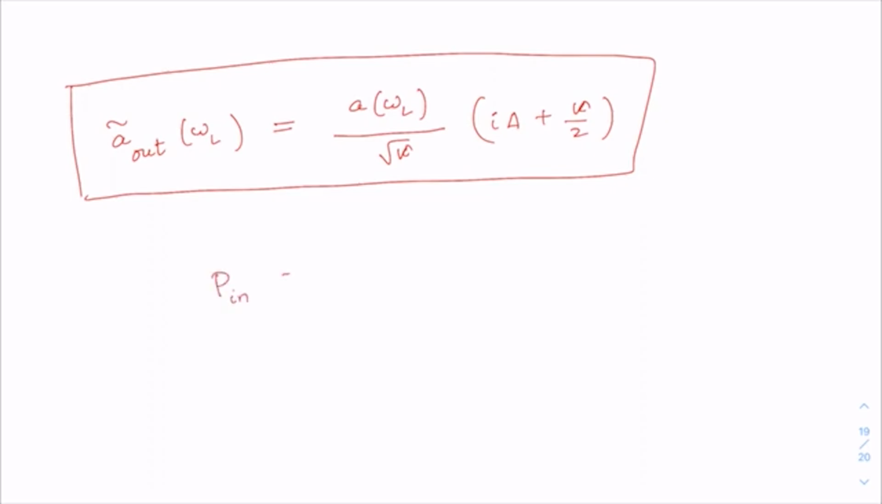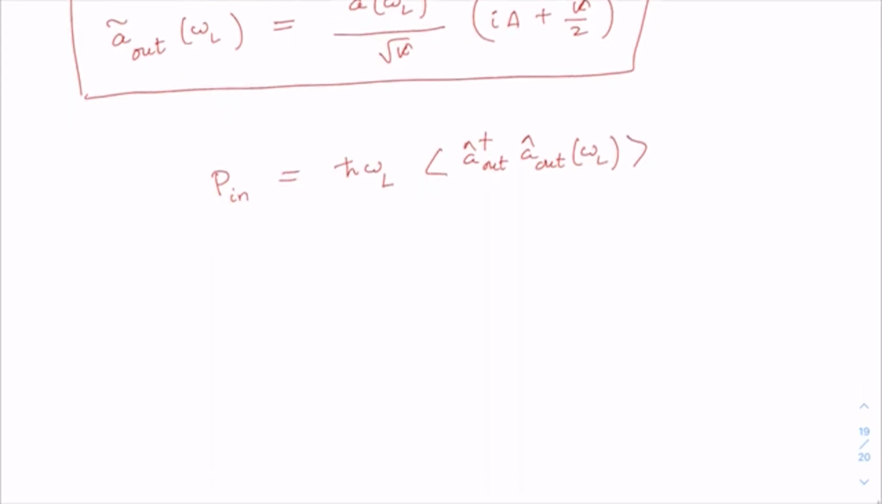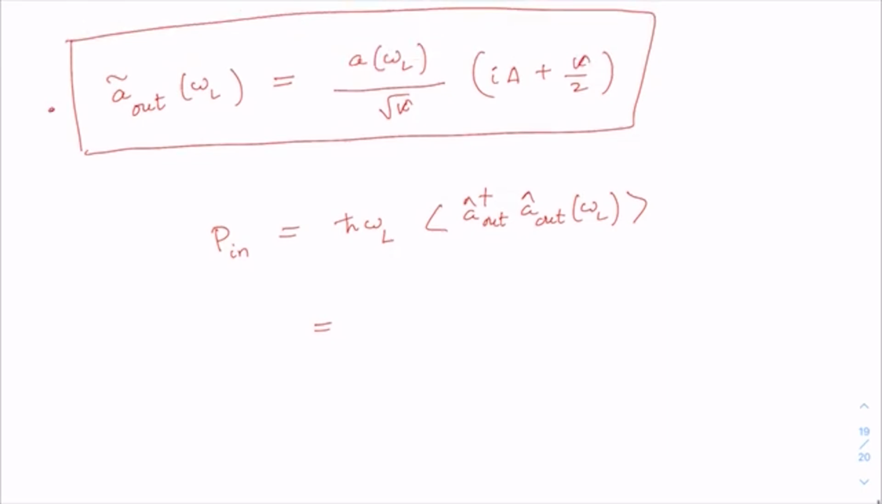So input power P in has to be equal to the outgoing power, that is equal to h cross omega L, A dagger out plus A out, evaluated of course at the frequency of the laser, omega L. Both these quantities, A dagger as well as A, are evaluated at omega L. And because we have this expression for A tilde out, from here I have h cross omega L. You can see that I will get delta square plus kappa square by 4, and we'll have A dagger evaluated at omega L, A of omega L. This is what I get.